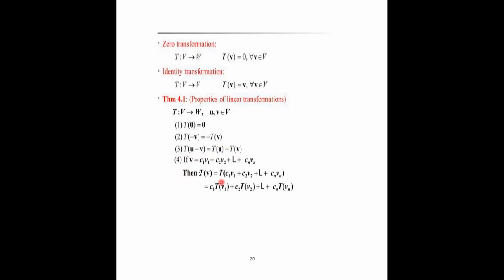And property 4 says, suppose v is like this: c1 v1 plus c2 v2 plus dot dot dot plus cn vn. This is called a linear combination. So v is a linear combination of these vectors v1, v2, ..., vn. Then one can show that T of v will be c1 times T of v1 plus c2 times T of v2 plus dot dot dot plus cn times T of vn. So these 4 properties are very easy to prove and follow directly from the properties of linear transformation.